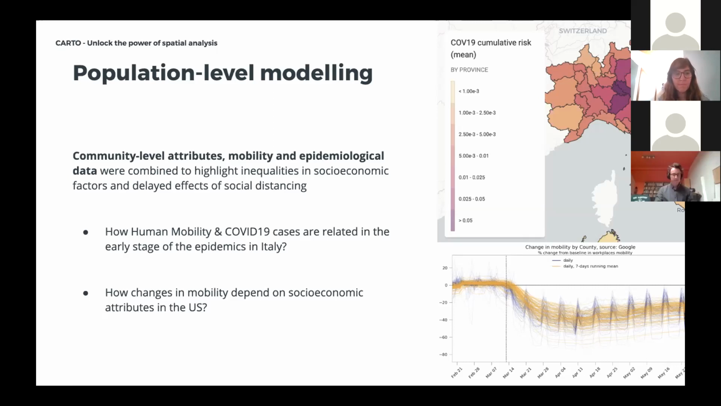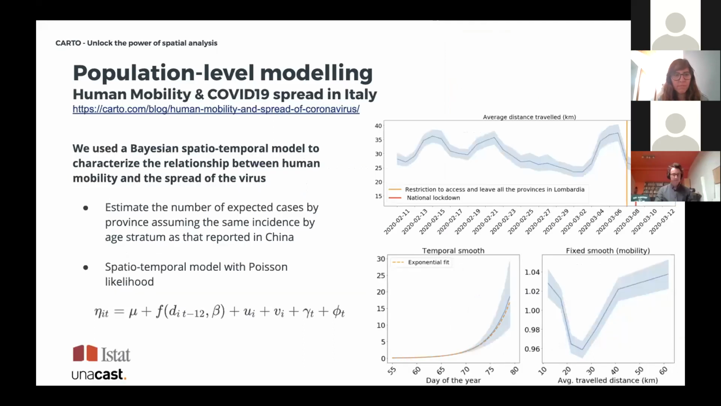The first analysis looked at how human mobility and COVID-19 cases are related in the early stage of the epidemic in Italy. In the second analysis, we looked at how changes in mobility depended on the underlying socioeconomic and epidemiological characteristics in the US by county. In the first case, we started looking at human mobility data from one of our partners, Unacast, when the first cases had started surging in Italy and hospitals started to be overloaded by patients. Unacast is a human mobility provider that collects GPS data from mobile apps. They do not have great coverage in Italy, but still we could see some interesting patterns.